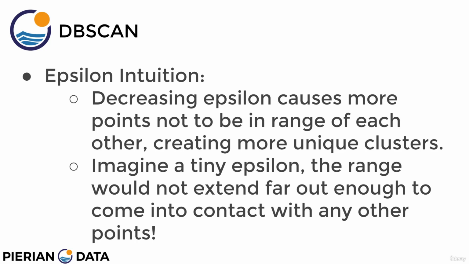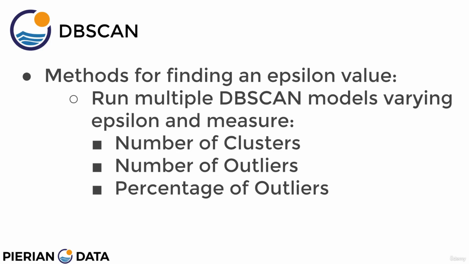Likewise, decreasing epsilon causes more points not to be within the range of each other, which would create more unique clusters. And you can imagine an absolutely tiny epsilon, that is an epsilon that barely extends past a point, which means the range would not extend far enough out to come into contact with any other points, and you would begin to give that point its own unique cluster and not even an outlier because it's not actually being connected to other points. So you'll see that as you increase or decrease epsilon, you're essentially changing how many clusters you'll actually end up having. So there are methods for finding an epsilon value, and typically what you do is you run some sort of elbow or knee method, that is plotting multiple values against some sort of distinct measure.